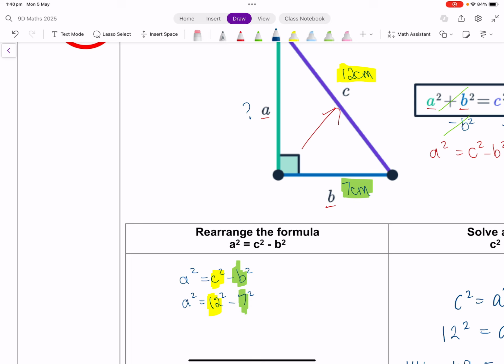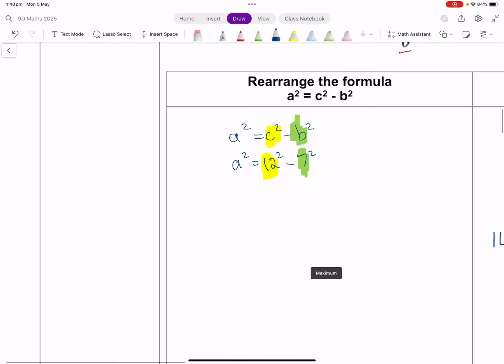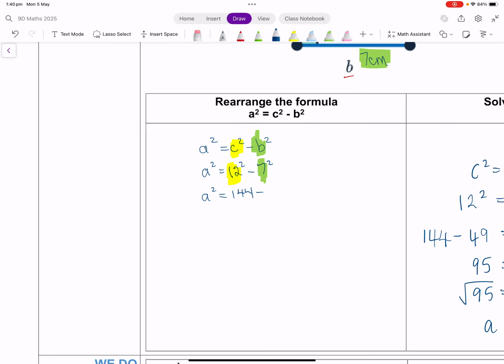Okay, now the next step would be to work out what 12 squared and 7 squared are. So a squared is equal to 12 squared, or 12 times 12, which is 144, and 7 squared is equal to 7 times 7, or 49. Again, you can always use your calculator to help you. Then we need to take away, because when we're looking for the short side, we're taking away that other short side. 144 take away 49 is 95.